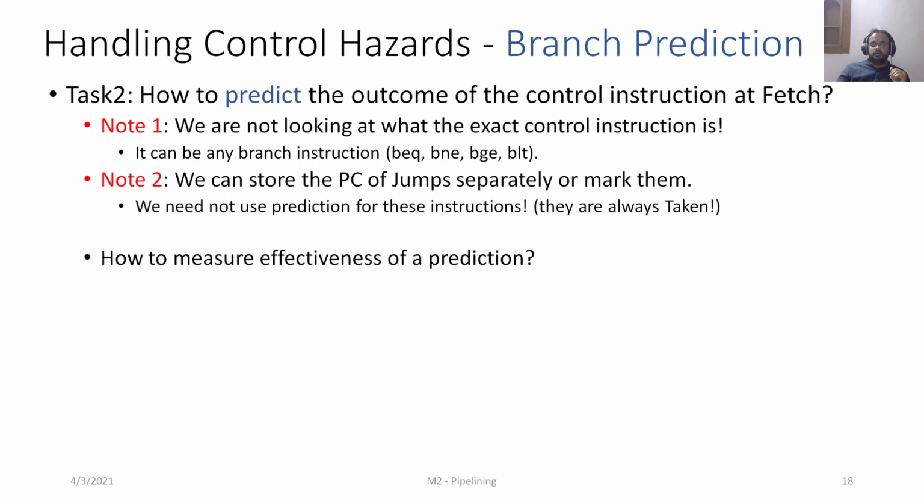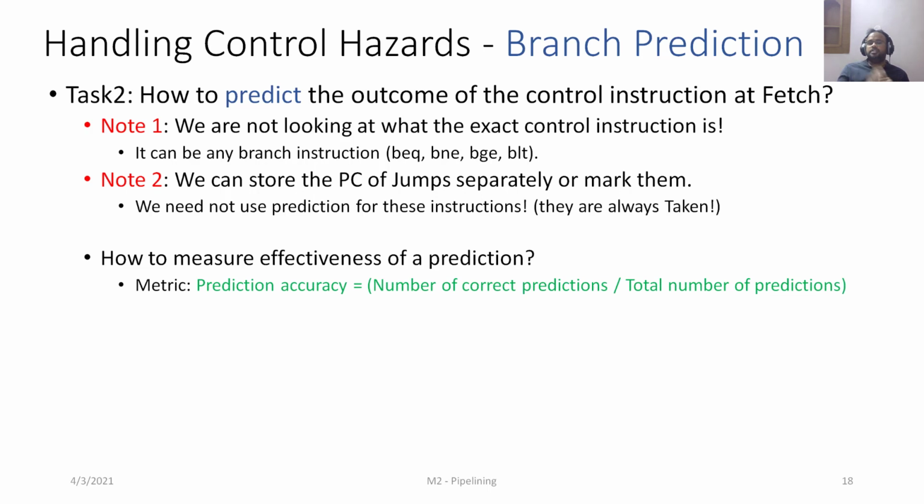Now, if somehow we are making a prediction and we have built some hardware for that, how do we know that the hardware is good? How do we measure the effectiveness of such a prediction? Right? So for that, we have a very specific metric which is called prediction accuracy. Let's say we have predicted some 100 branches, right? For each of those 100 branches, we would have predicted taken or not taken, etc. Right? And in the fetch stage, when the particular branch got executed, we will know the exact outcome, whether it was actually taken or not taken. Right?